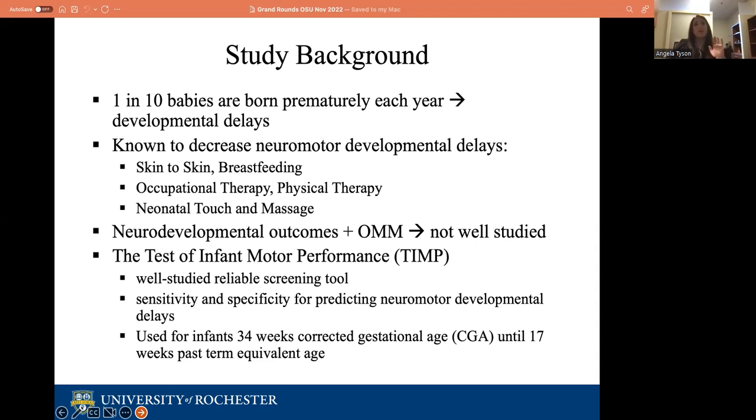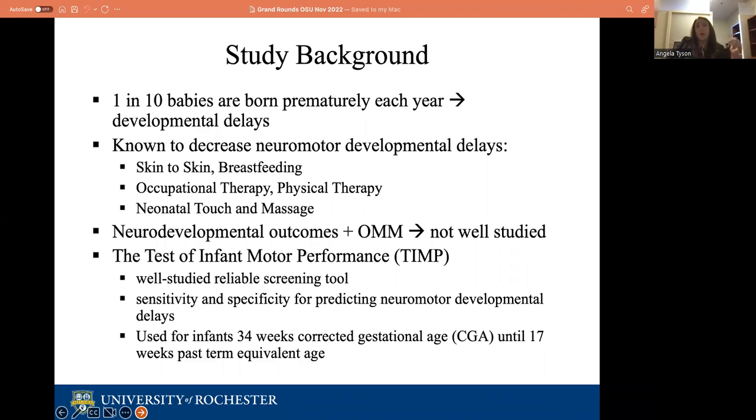So this is some really important background information that I just condensed. 1 in 10 babies are born premature each year, and they all lead to neurodevelopmental delays. Okay, well, that's pretty important. This is a common problem, and this is a big problem in society. So there's my hook, line, and sinker.